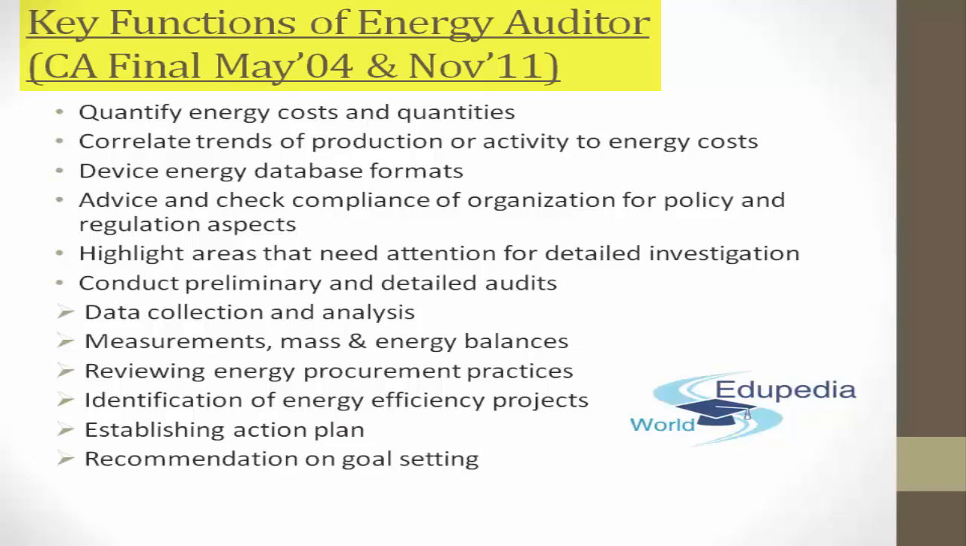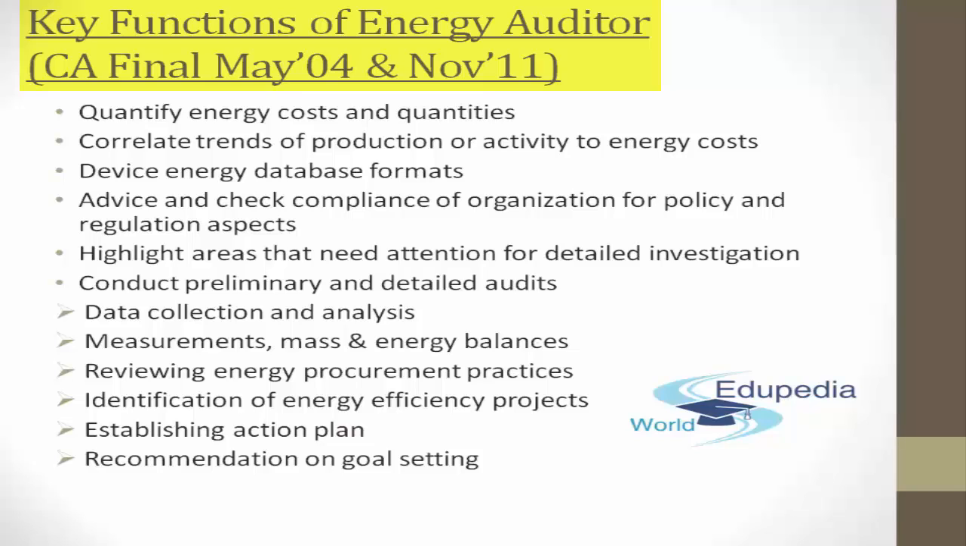So 1000 is pretty much lower if I compare it with 12,000. So 12,000 is a far higher number as compared to 1000. So definitely in that case, my energy will be consumed in a higher manner. So a larger consumption of energy will be required in that case. So you need to correlate the trends of production and the activity to energy cost.